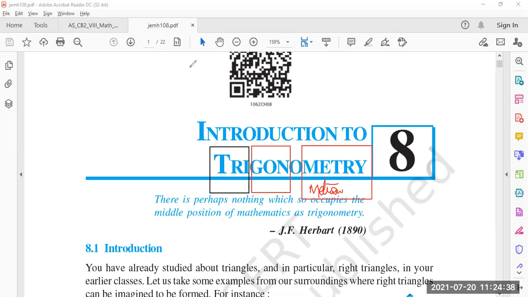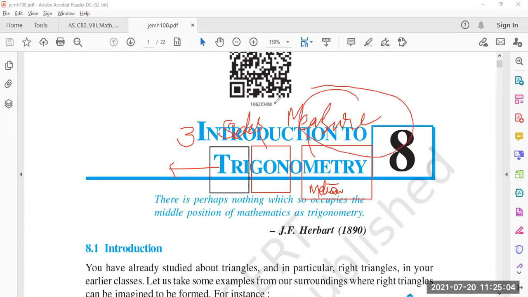We also discussed yesterday the meaning of these three words. Tri means three, gon means sides, and metron means measurement, or simply measure. So this chapter is all about the measurements of a figure which has got three sides, that is trigonometry.